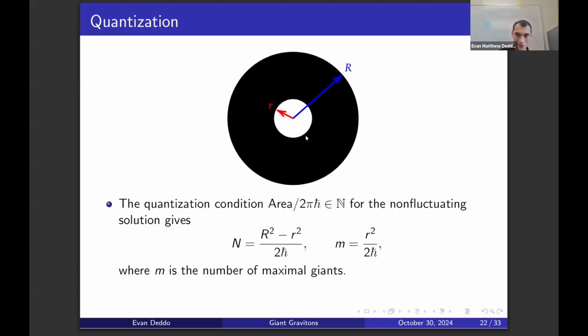And we also have the giant here, this white region. The area of the white region should also be quantized in integer units. So we can define this m parameter that's related to r squared. So now we have two different integer parameters that characterize this non-fluctuating solution. And here m is interpreted as the number of maximal giants. As we continue to put more and more maximal giants down, the size of this inner circle will grow. And this is the m that appears in the giant graviton expansion.